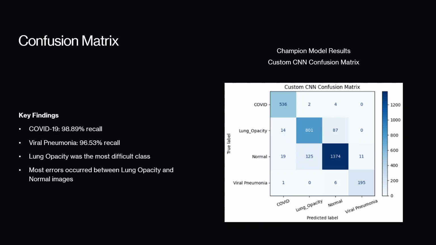The greatest challenge was distinguishing lung opacity from normal chest X-rays. This result was expected because these categories often contain subtle radiographic differences that may overlap, making them more difficult for both artificial intelligence systems and healthcare professionals to classify accurately. Despite that, the model maintained excellent overall performance across all 4 disease categories. These findings showed the custom CNN learned clinically significant imaging patterns and produced a balanced predictive performance.